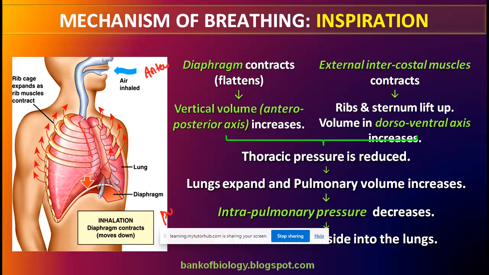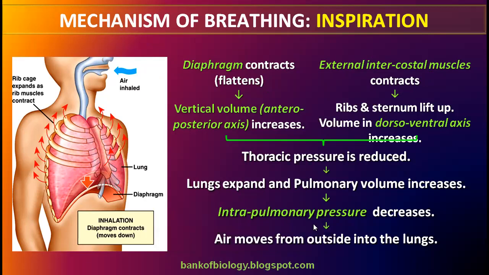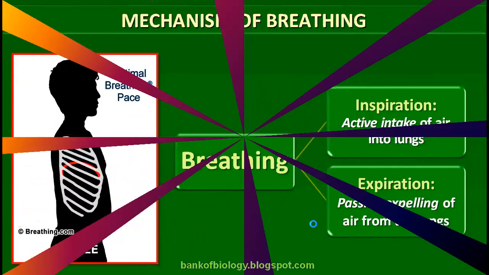So lung volume increases along the anterior-posterior axis. We can say it like this. This is the anterior-posterior axis. Then with external intercostal muscle contraction, the ribs and sternum lift up. Ribs and sternum are getting lifted up, which I just showed in the previous diagram.